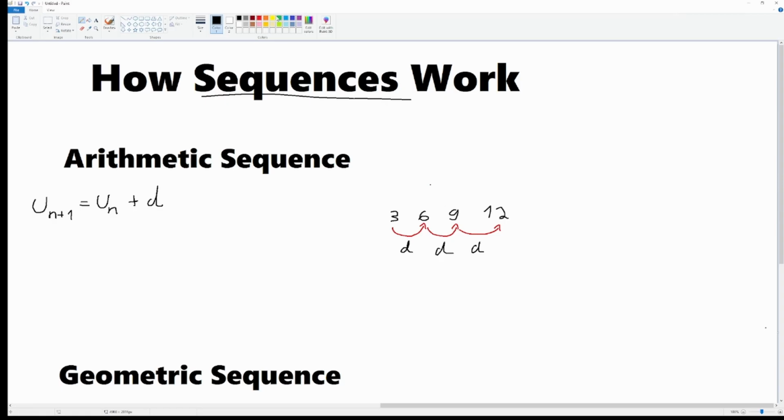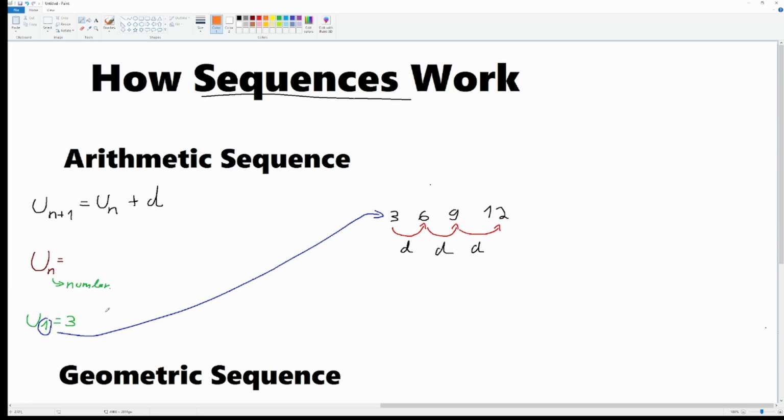And u(n), essentially what u means in a sequence, is just a random term. It can be 3, it can be 6, it can be 9. However, it's always given to us as u(n). And the n in the u(n) means the number of the term. So if we have u1 is equal to 3, because the first term here is 3.